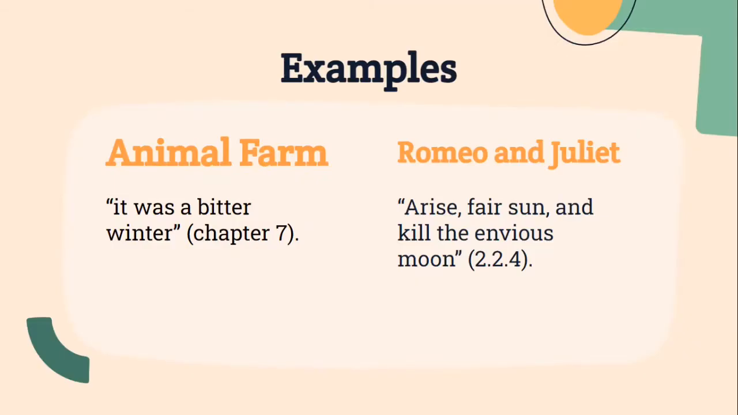Here are some more examples of books we are going to read in class. In Animal Farm Chapter 7, it was a bitter winter, which just means it was a bad winter. In Romeo and Juliet, it says, "Arise, fair sun, and kill the envious moon," which is giving a human quality, envious, which means jealous, to the moon, and the moon can't be jealous.